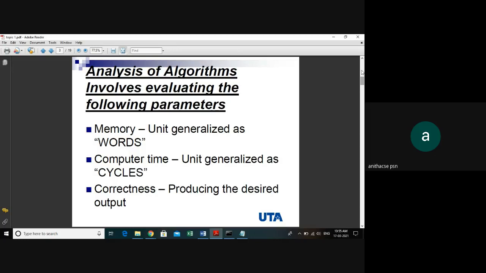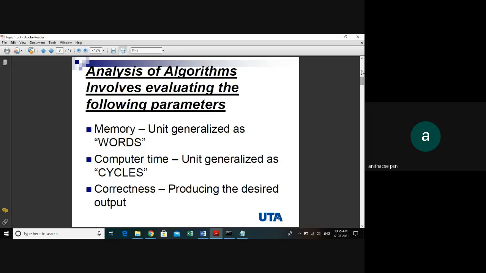So the time efficiency should be more important. And next one is memory, that is space efficiency. These two elements are more important. So that is keywords coded as words and cycles. The number of elements stored in the memory should be considered.